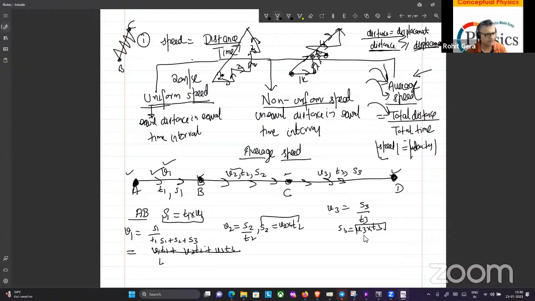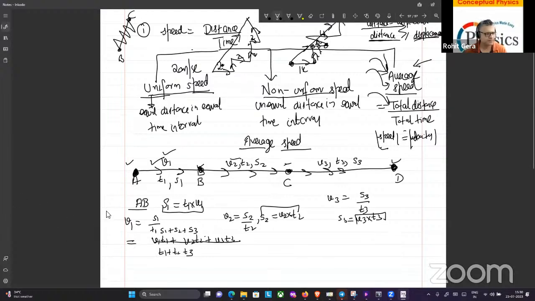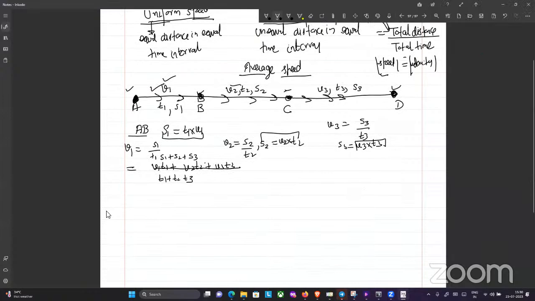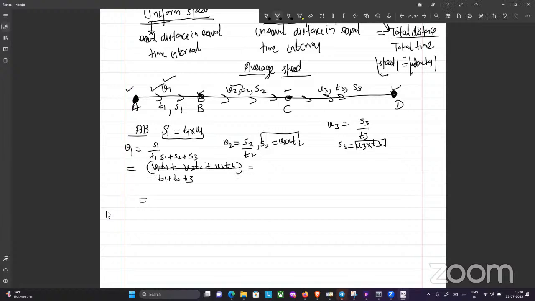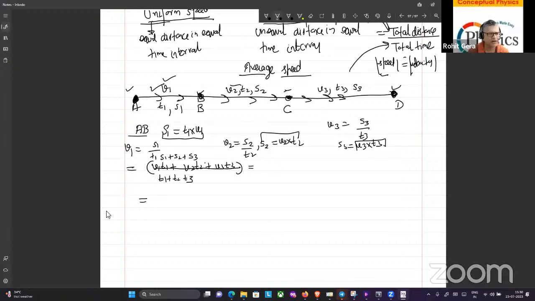What is the total time? You get this point? All right. Any questions? Feel free to ask. I have just calculated the total distance. Yeah, this is what I've done. Average: total distance upon total time. I've done nothing exceptional.